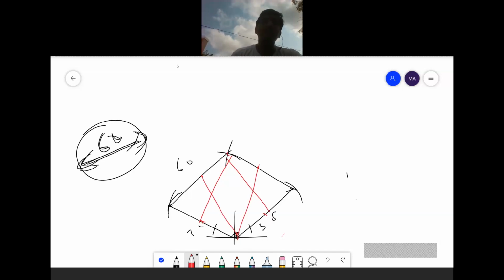Take this as center, this as a radius, and we draw an arc like this. We'll take this as center, this as a radius, and draw one arc. Likewise for the next, we'll draw another arc. This total will form one circle.